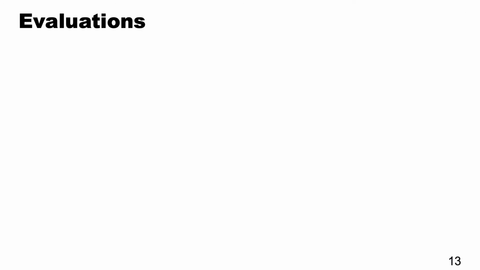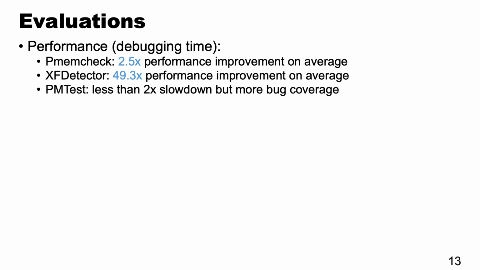Now we show evaluation results. For performance, compared with PMReorder, PMDebugger achieved 2.5 times performance improvement on average. Compared with XFDetector, PMDebugger achieved 49.3 times performance improvement on average. Compared with PMTest, PMDebugger had less than 2 times slowdown on average. However, PMTest had less bug coverage.